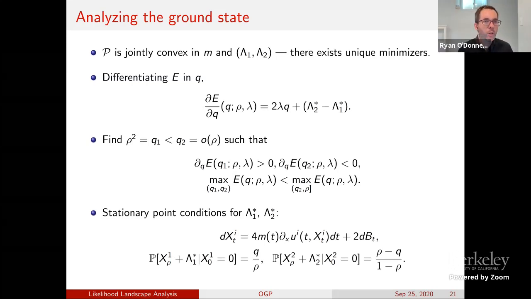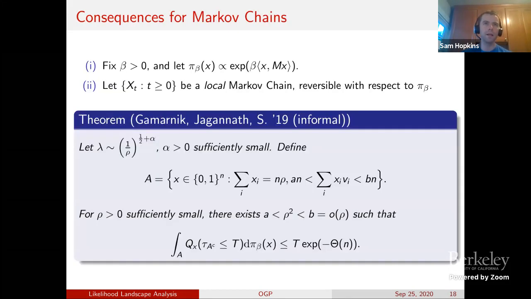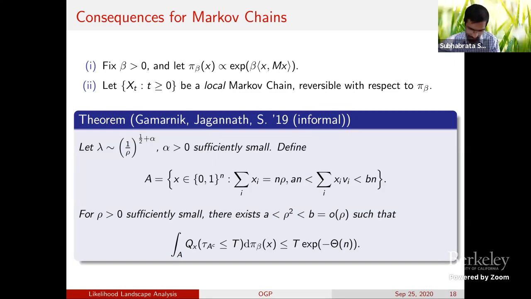I believe Sam has a question for you. Hey, Subhabrata. Can you say a little more about what kind of algorithms this rules out? You said something about local Markov chains, but my understanding is that these kinds of results really only work when you initialize in some very funny way, like the Gibbs measure conditioned on low overlap instead of random initialization.